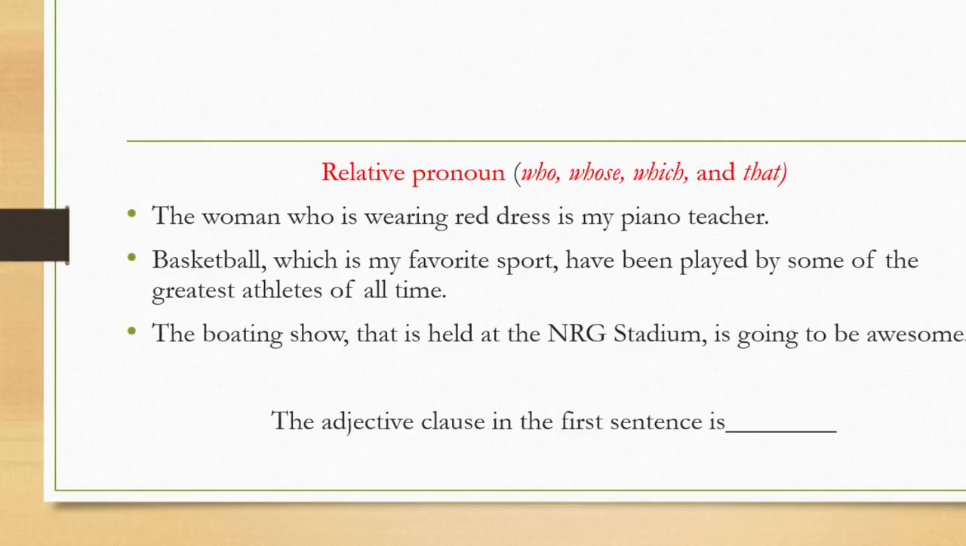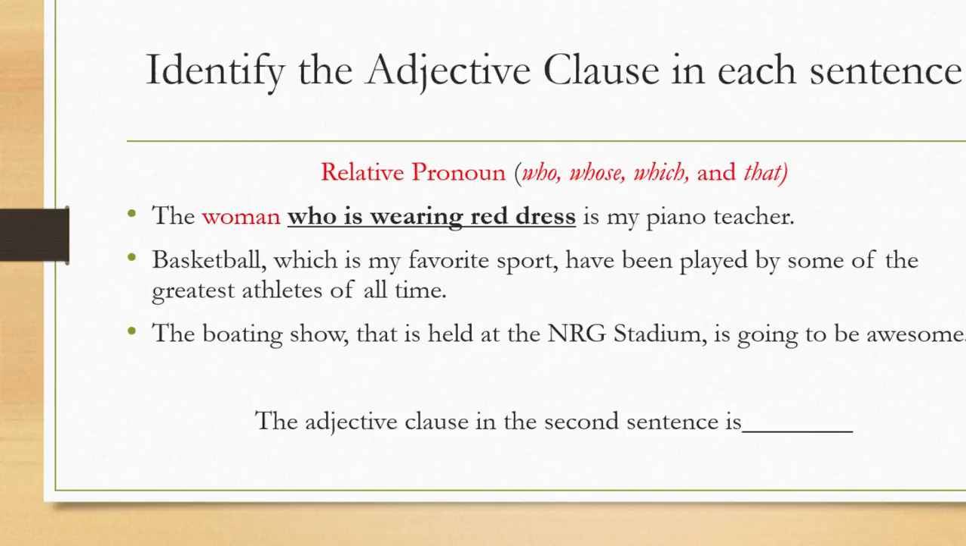Okay, so in the first example, it says, the woman who is wearing a red dress is my piano teacher. So to find your adjective clause, the first thing you should do is locate the relative pronoun, because our adjective clause begins with the relative pronoun. And my relative pronoun is who. So my adjective clause will be who is wearing a red dress. Now that is my adjective clause, and it is describing, or it modifies, or it's talking about the woman.